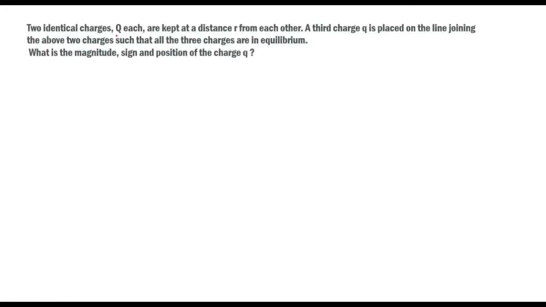So let's have a look at the next question. What is the next question? It says that two identical charges, capital Q each, are placed at a distance of r from each other. A third charge, small q, is placed on the line joining the above two charges such that all the three charges are in equilibrium. This is our key point over here: three charges have to be in equilibrium. So what will be the magnitude, sign and position of the charge small q?